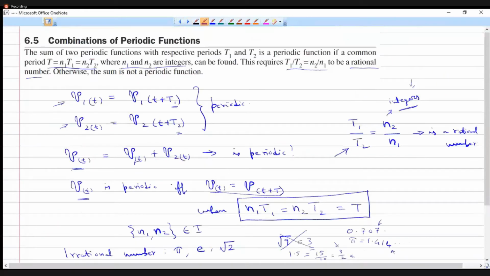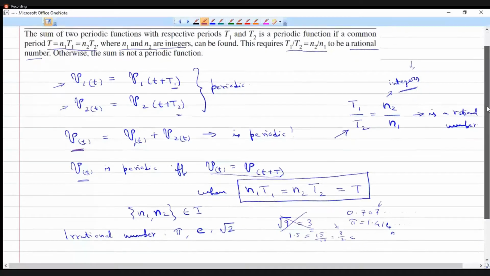Then we saw how we can combine periodic functions. So we can take any periodic function, say v1 of t. It is periodic by definition, which means v1 of t is equal to v1 of t plus capital T1. Similarly, we have another periodic function. And v of t is a new function which is the sum of these two periodic functions v1 of t and v2 of t. Is the new function, the sum of two periodic functions, going to be periodic?